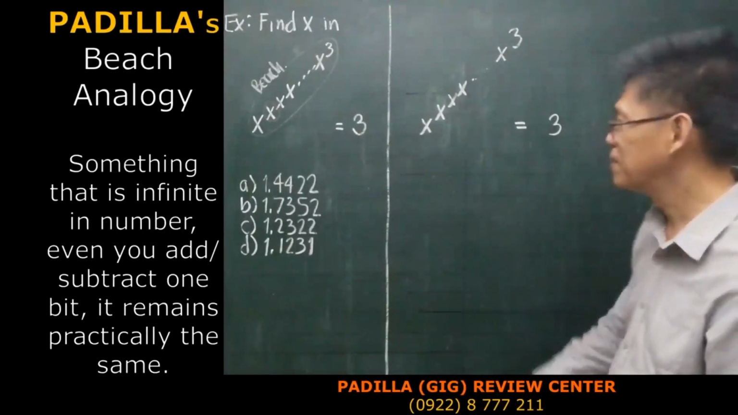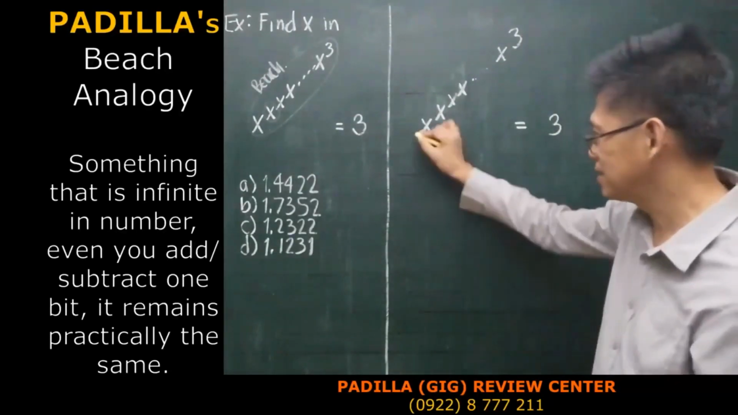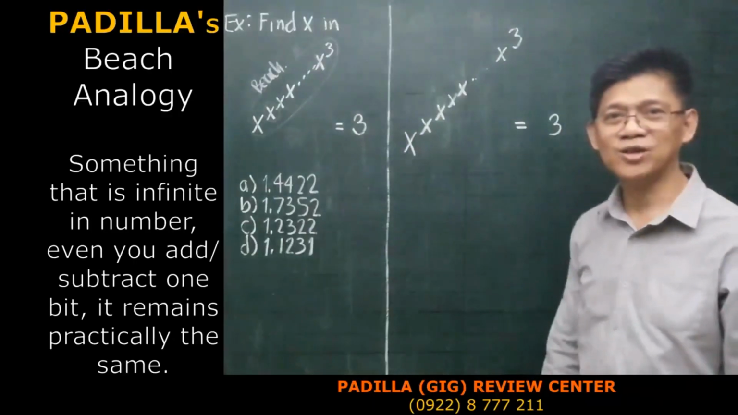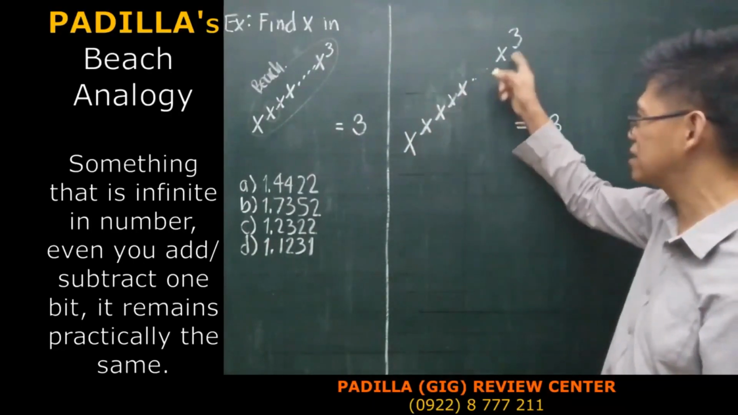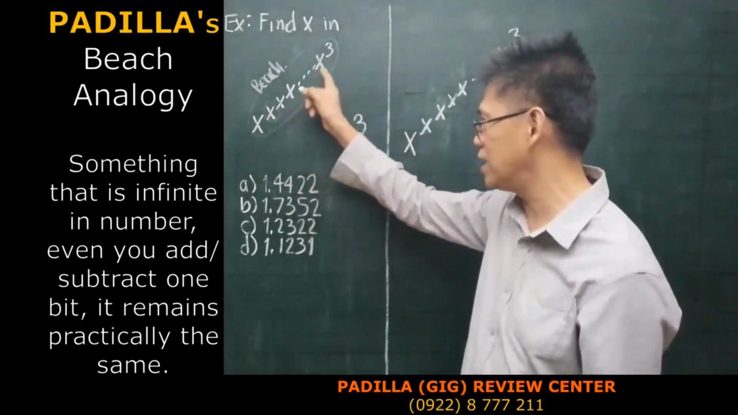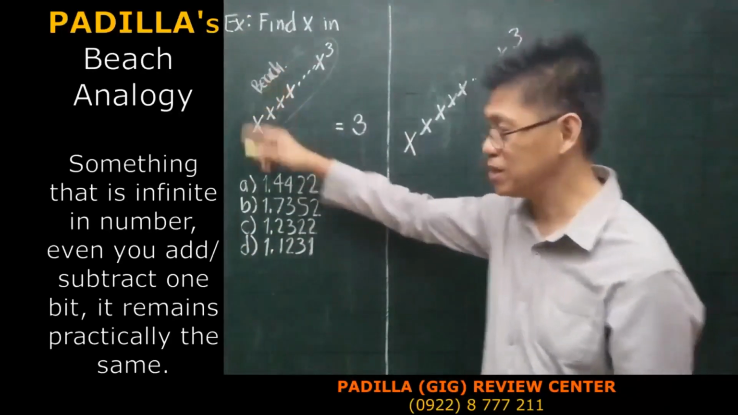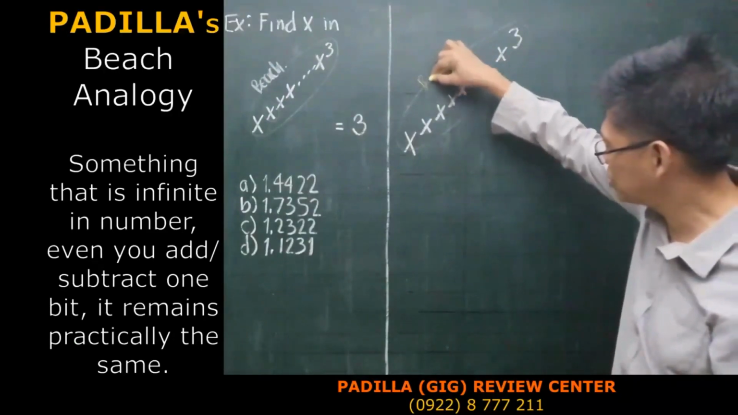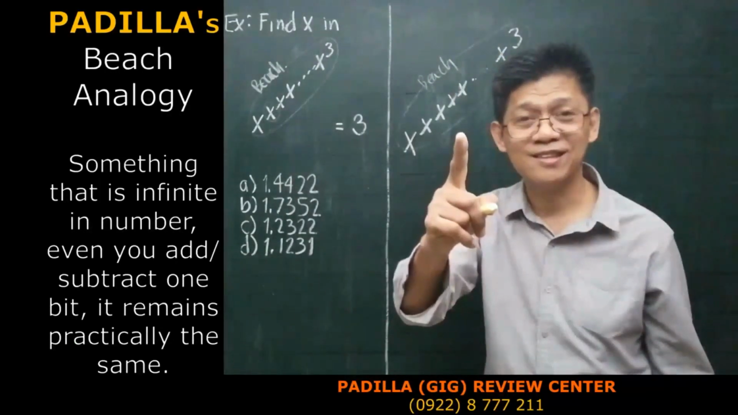How can I do that? I will make all of this as exponent of x. So this would be x raised to this. So it remains x raised to x raised to x raised to infinite x's raised to 3. The original was x raised to x raised to infinite x's raised to 3. Ito yung original na beach. Ito ngayon yung beach plus 1 grain of sand.